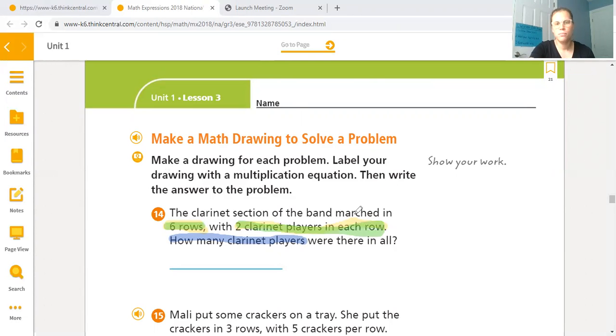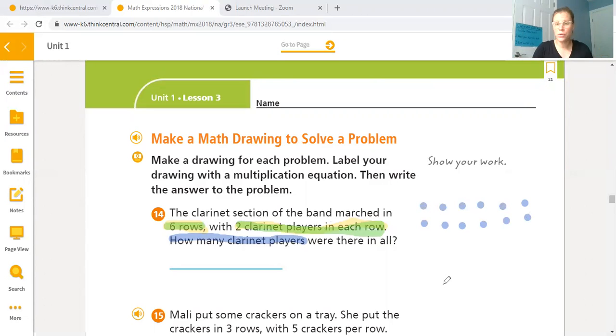So we are going to make 6 rows. We're just going to start with 6 rows. So let's go ahead and do that. 1, 2, 3, 4, 5, and 6. It's a little uneven, which is okay. And then how many clarinet players are in each row? That's right, 2. So we already have 1 in each row because that's how we made our row. So 1, 2, 1, 2. Make sure each row has 2 clarinet players.